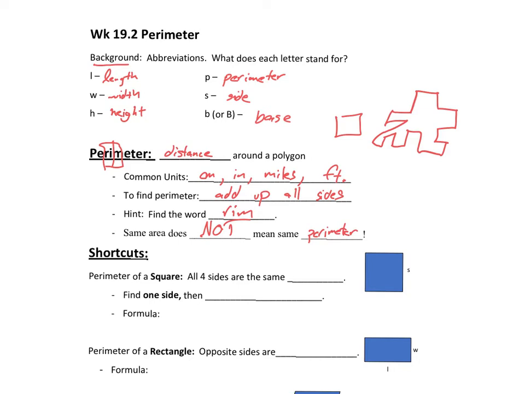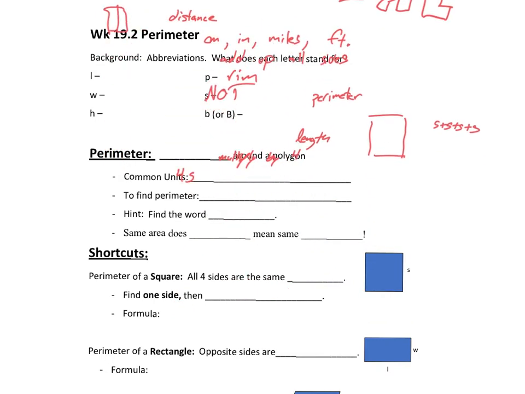Okay, so shortcuts. For perimeter of a square, well, all four sides, S, are the same. So we could do S plus S plus S. They're all the same length. So the formula would be S plus S plus S plus S. Repeated addition is multiplication, so the formula is 4S. Find one side, then multiply by 4.